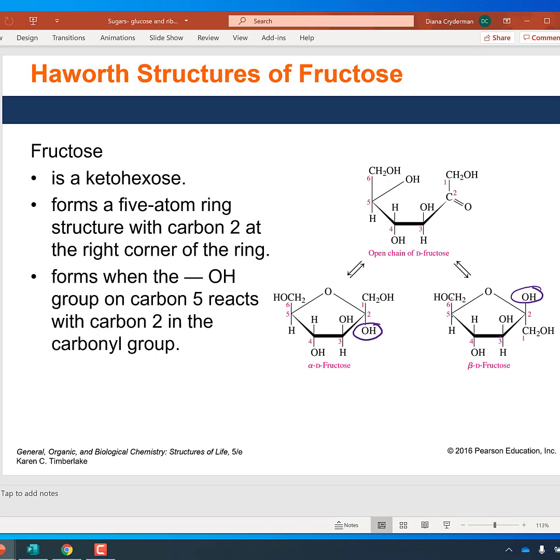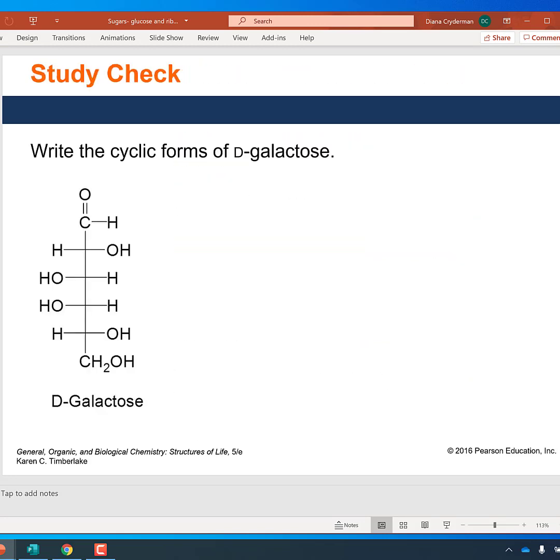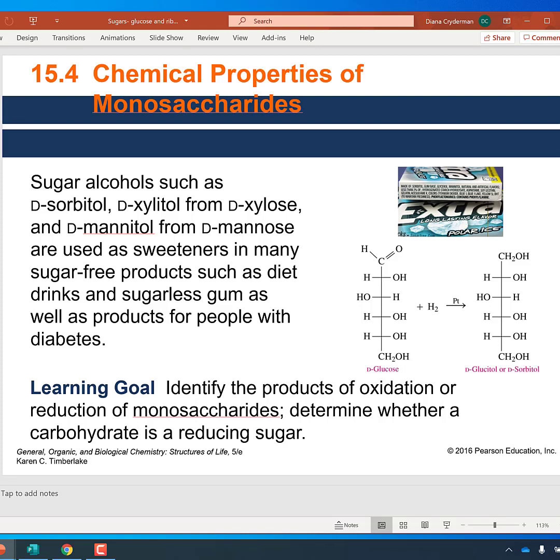So remember, fructose was a ketone, carbon 1, 2, 3, 4, 5, 6. And when the alcohol on carbon 5 binds on to carbon 2, what used to be the ketone will now turn into an alcohol, and it can go in the up or down position. Okay, and that's where we'll end for this video.